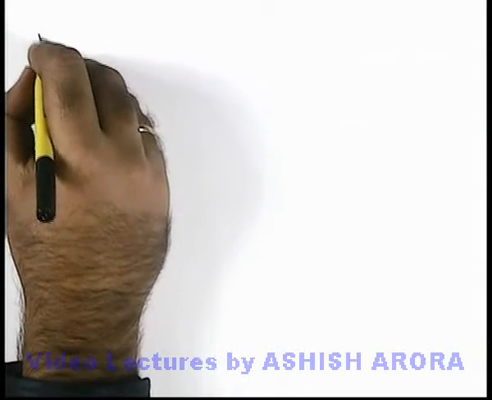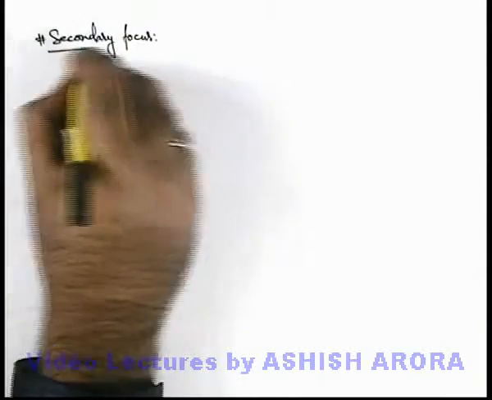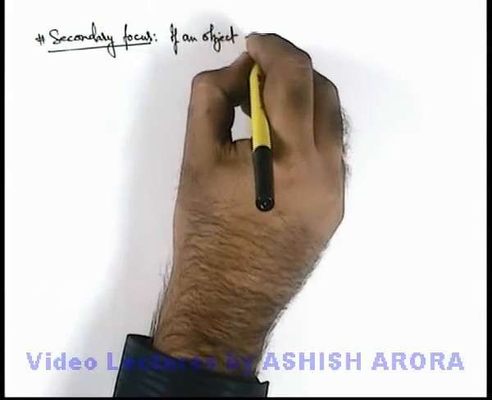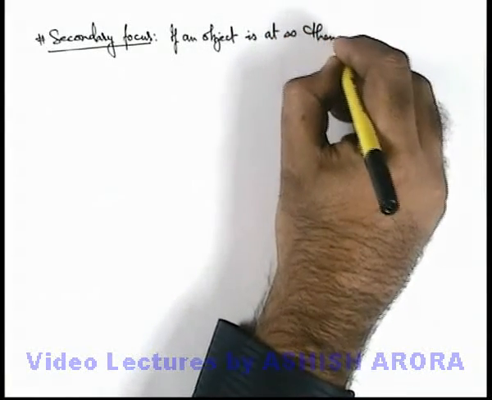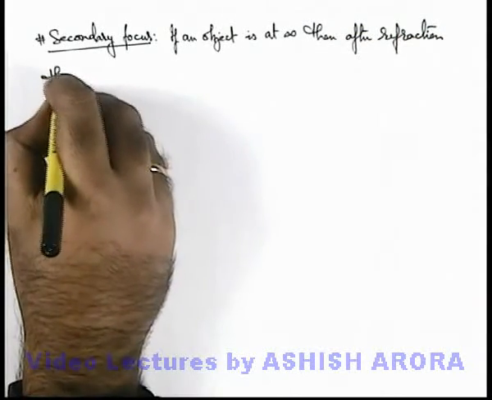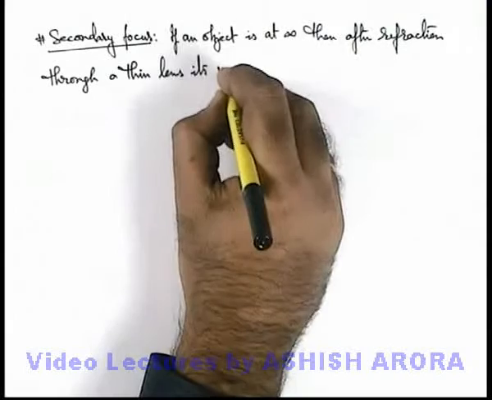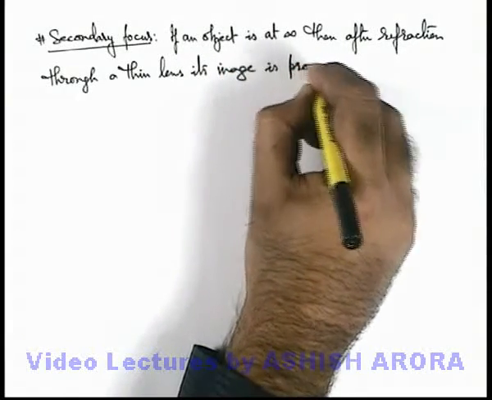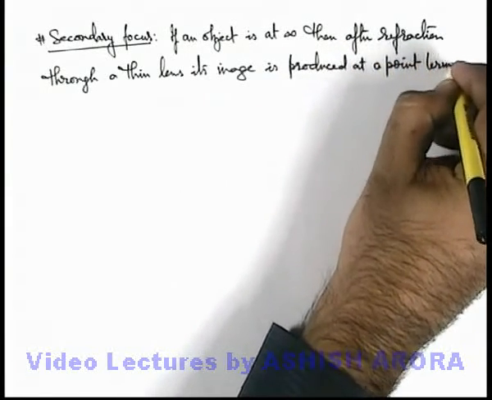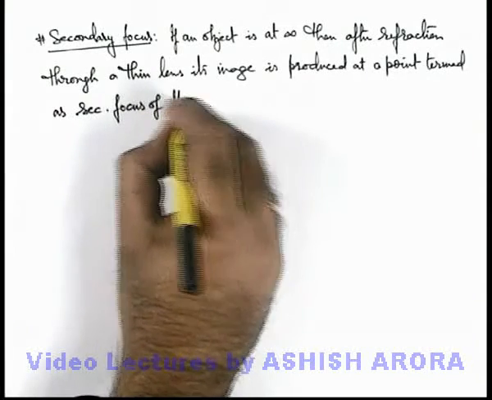Let's continue our discussion with the secondary focus of a thin lens. Here the secondary focus can be defined as: if an object is at infinity, then after refraction through a thin lens, its image is produced at a point termed as the secondary focus of the lens.